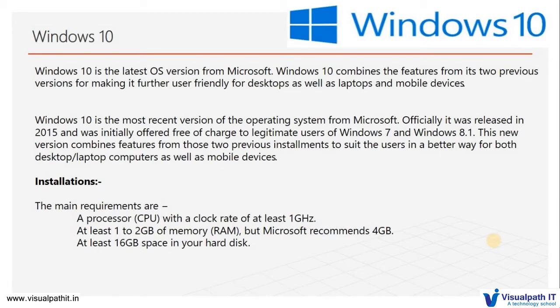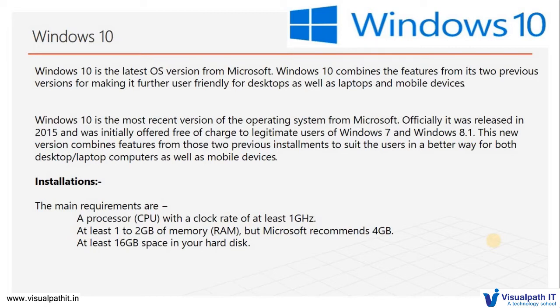Okay, so what is Windows 10? Windows 10 is the latest operating system version from Microsoft. Windows 10 combines the features from its two previous versions to make it further user friendly for desktops as well as laptops and mobile devices. Okay, so in Windows 10, Microsoft inherits some properties from their two previous versions, combines the functionality, and creates some new functionality for Windows 10. Okay, so Windows 10 is the most recent version of operating system from Microsoft.